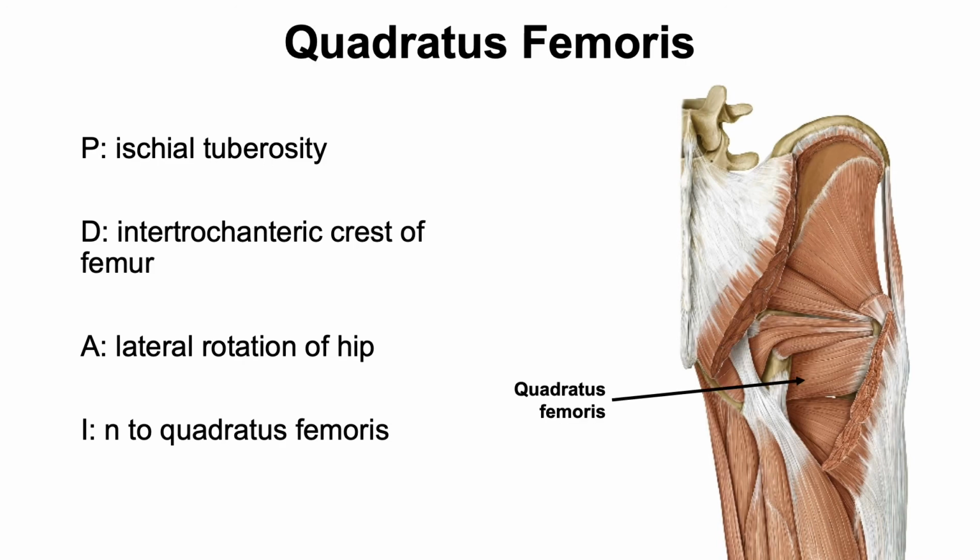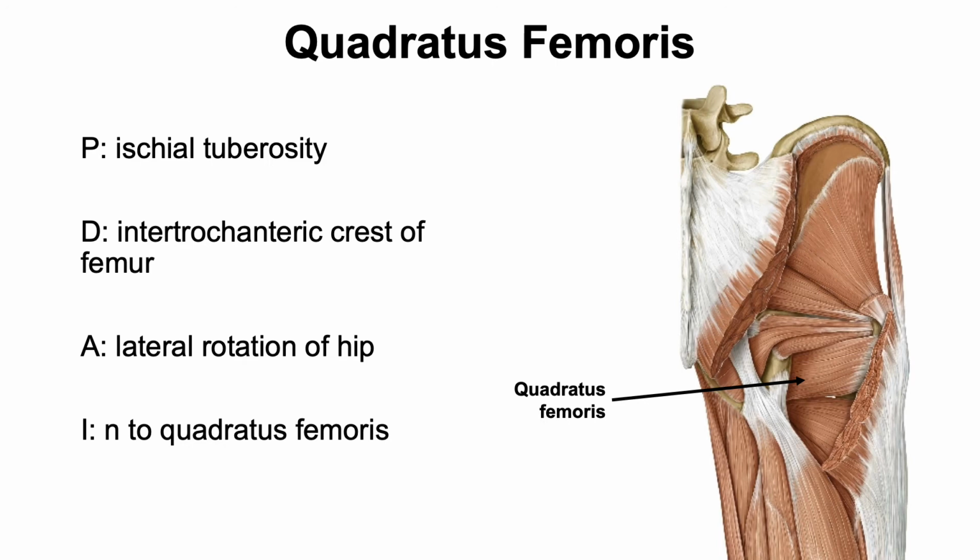Next, the most inferior gluteal muscle that we're going to talk about is called the quadratus femoris. It is going to go from the ischial tuberosity over to the intertrochanteric crest of the femur. So this intertrochanteric crest is going to be a kind of ridge on the posterior side of the femur that connects the greater trochanter to the lesser trochanter.